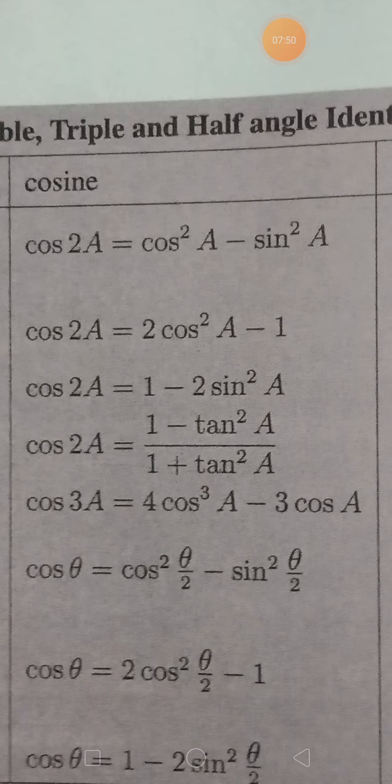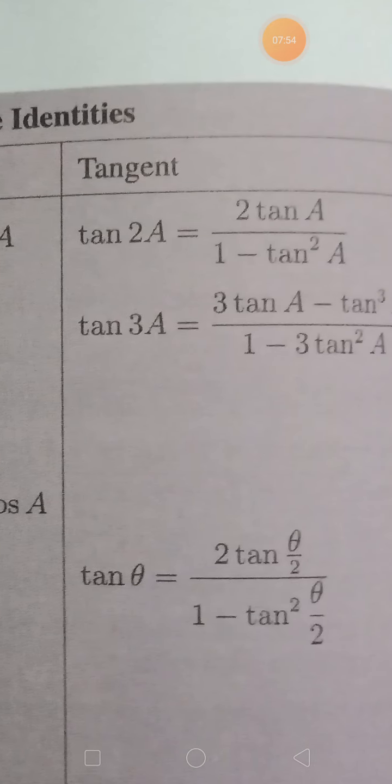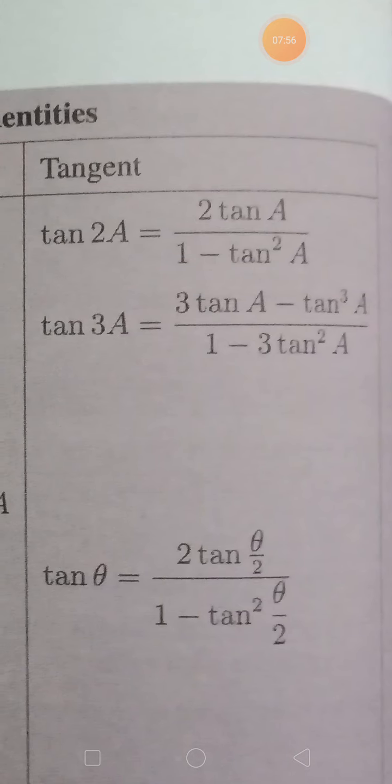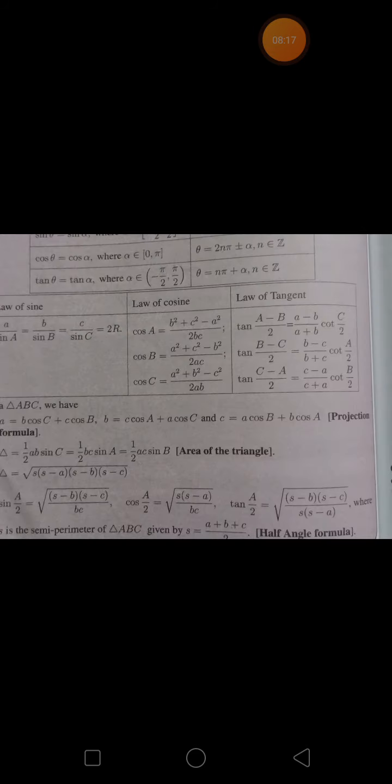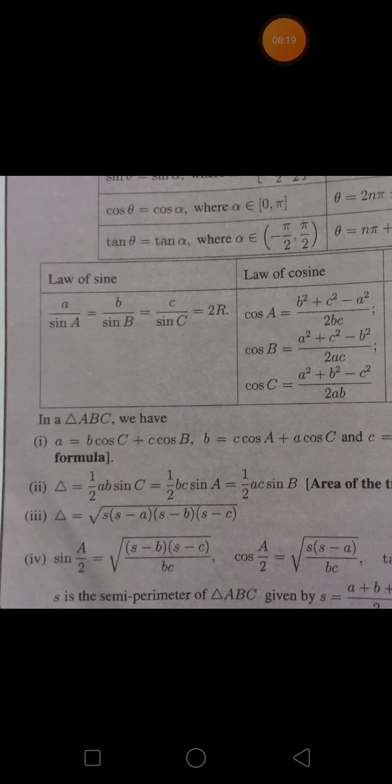And then cos 3a, that is also very important: 4 cos cube a minus 3 cos a, as well as cos theta values also. And then tan 2a, I can write out 2 tan a divided by 1 minus tan square a. Tan 3a is equal to 3 tan a minus tan cube a divided by 1 minus 3 tan square a. So read very carefully. And also similar formulas are there.